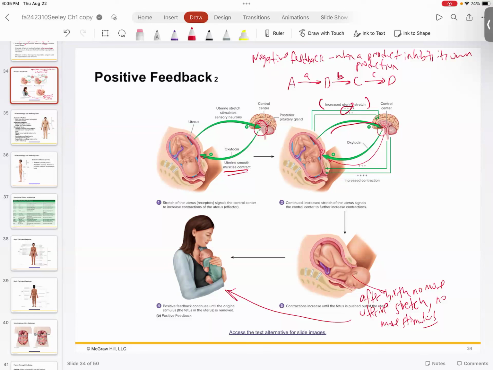So ultimately, when D, your final product, increases in concentration in a negative feedback loop, D will start to come back and shut down its own production, oftentimes by shutting down the activity of that very first enzyme. So this is a way for you to turn off a response, and then you allow yourself to come back to homeostasis.